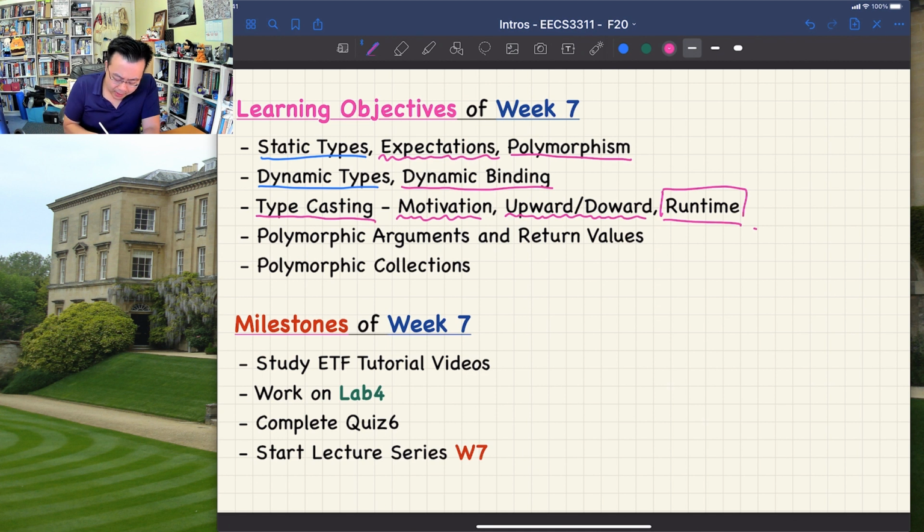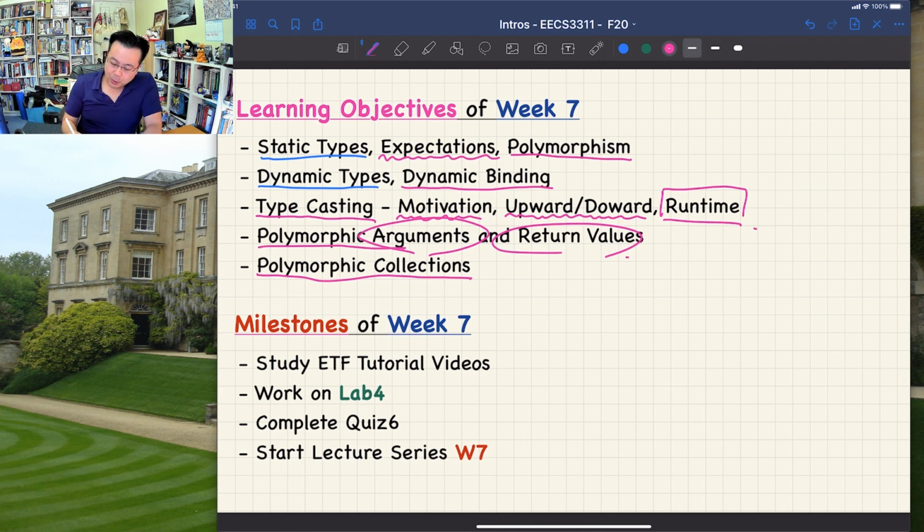And we'll talk about polymorphic arguments and also return values. These two properties allow us to build polymorphic collections. Later, for all the design patterns that we're going to talk about, we're going to rely on the notion of polymorphic collections. So it's really important for you to get this idea. If you have any trouble, post your questions or speak to me.